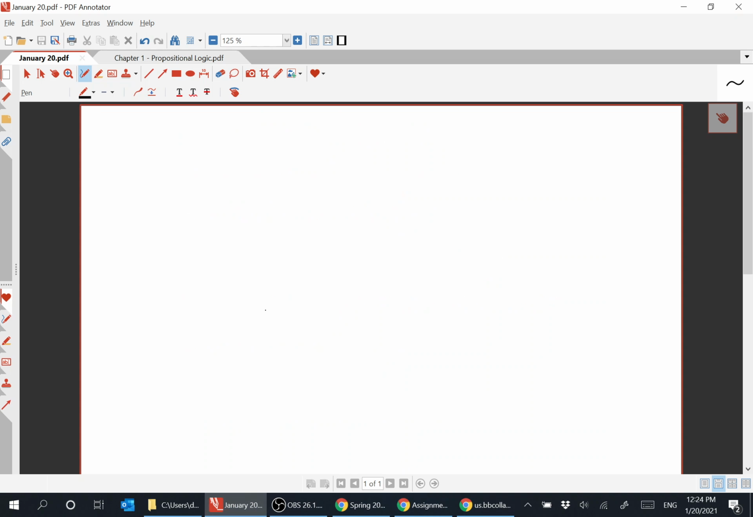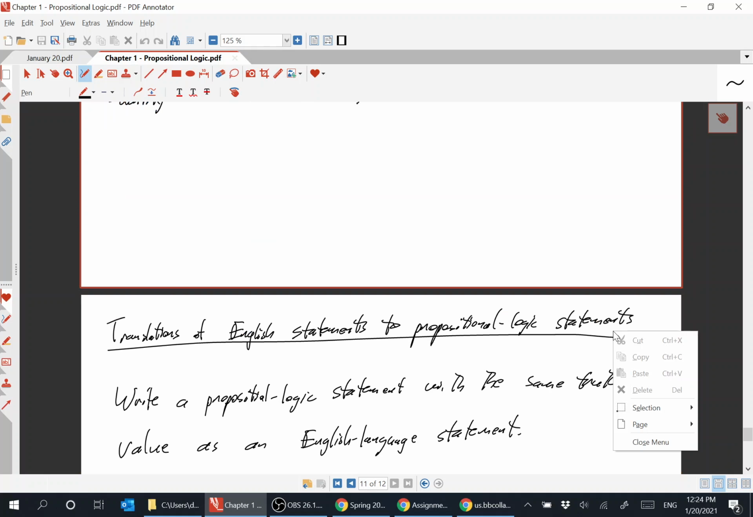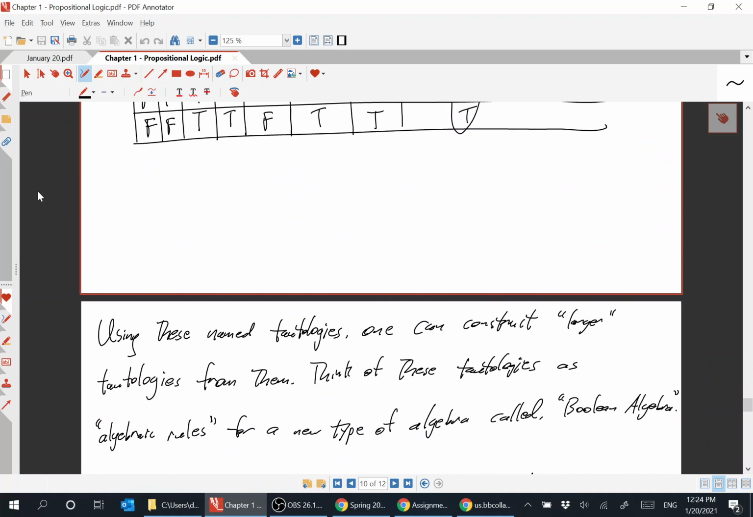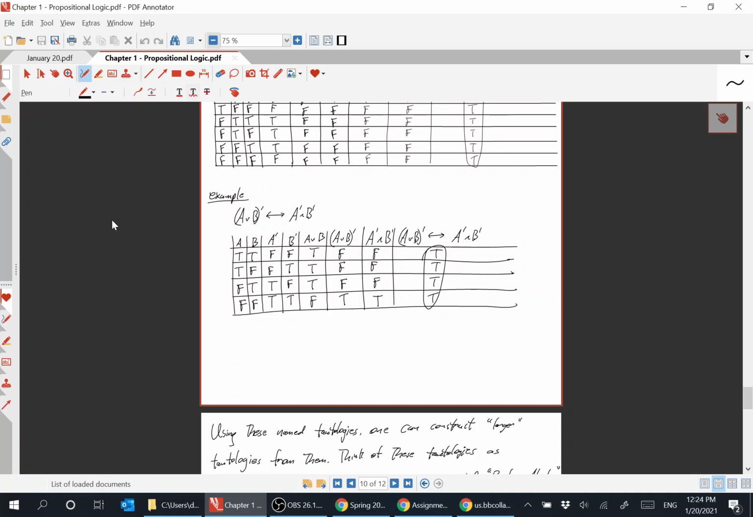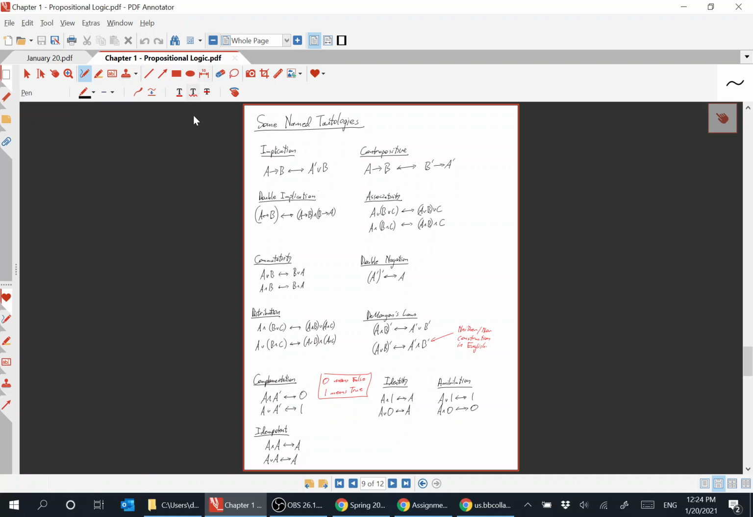That was covered last time. We had that whole table of known or named tautological equivalences: implication, tautology, contrapositive, double implication, associativity, commutativity, double negation, distribution, De Morgan's laws, complementation, identity, annihilation, idempotent. Remember, 0 means false, 1 means true.